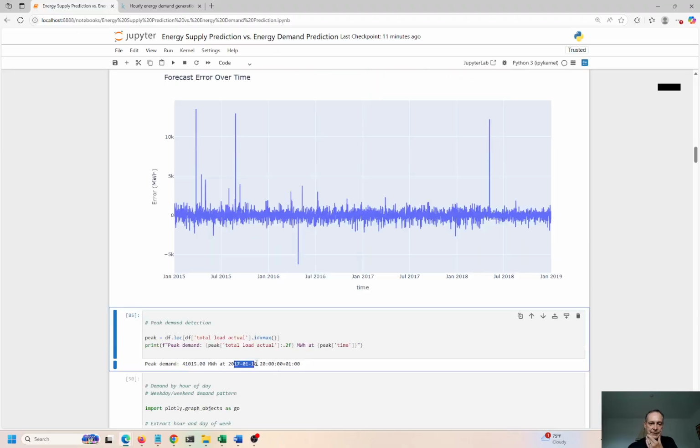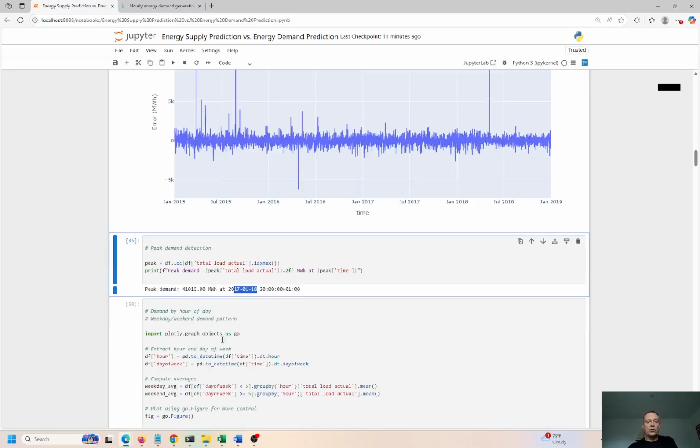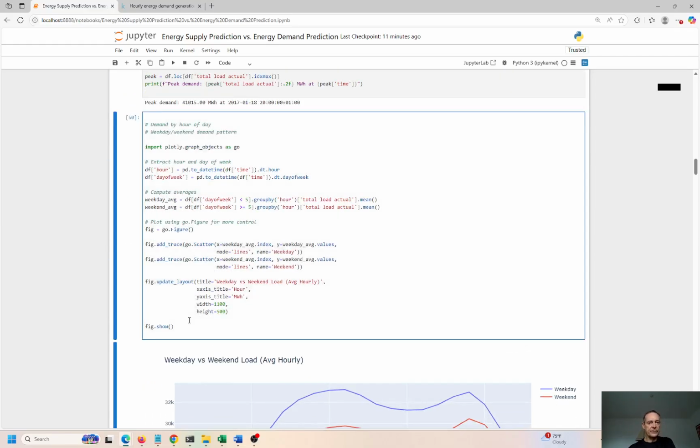I think that was it. 2017, 118, right? Yeah, that was it. So that was a peak load right there. Okay. So anyways, that's just some fun little exercises. We don't have to do that, but it's good to see how it works.